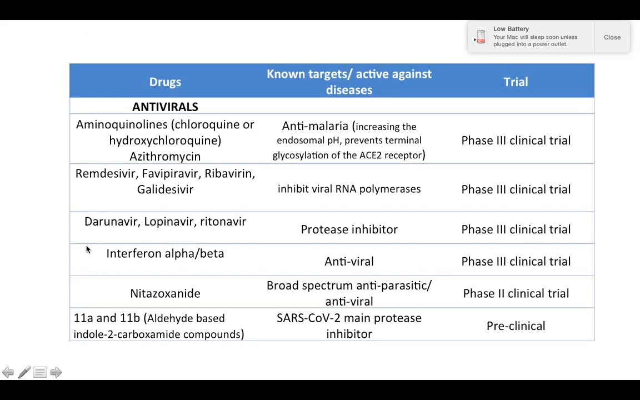If you sum this up, like we have discussed already, there are chloroquines which are basically anti-malarial. What they do is they increase endosomal pH, so they prevent glycosylation of the ACE2 receptor. Since this receptor is blocked, virus entry is inhibited. Or it could be an RNA polymerase inhibitor like Remdesivir, Favipiravir, Galidesivir, etc. Or it could be a protease inhibitor like Darunavir, Lopinavir, or Ritonavir. Or it could be direct antivirals, where you just provide patients with interferon alpha and beta. There are some compounds whose direct role we don't know, they are broad spectrum and can inhibit various pathways. Nitazoxanide, etc., are also doing well in clinical trials.